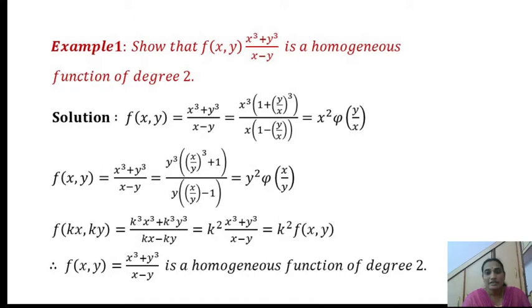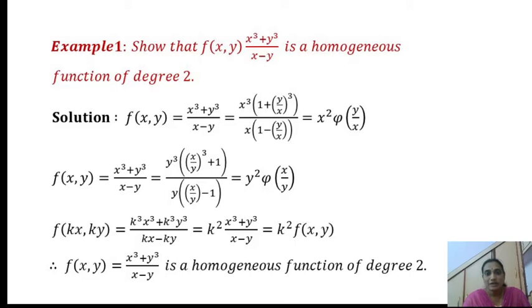After this, it becomes x^2 φ(y/x). Similarly, if we take y as a common factor in both numerator and denominator, we get y^2 φ(x/y). If we multiply some constant to this function, we get f(kx, ky) = (k^3 x^3 + k^3 y^3)/(kx - ky). So that is equal to, if we take k as a common factor in both numerator and denominator, and after simplification we get k^2 (x^3 + y^3)/(x - y). Then it becomes k^2 f(x,y).